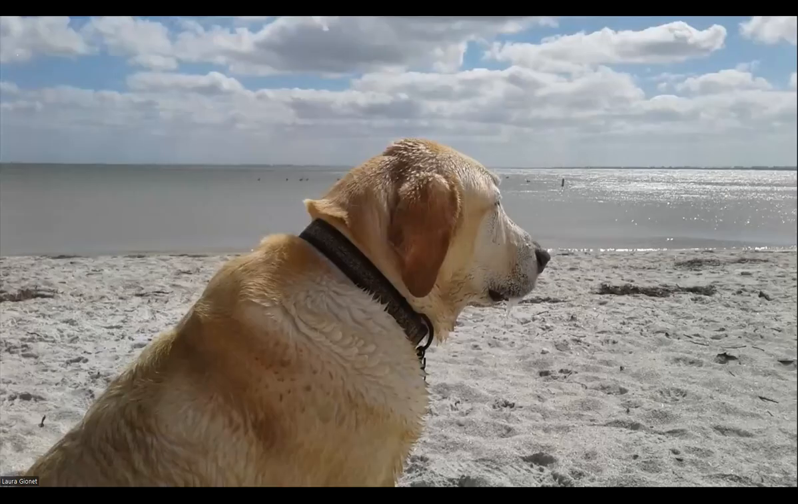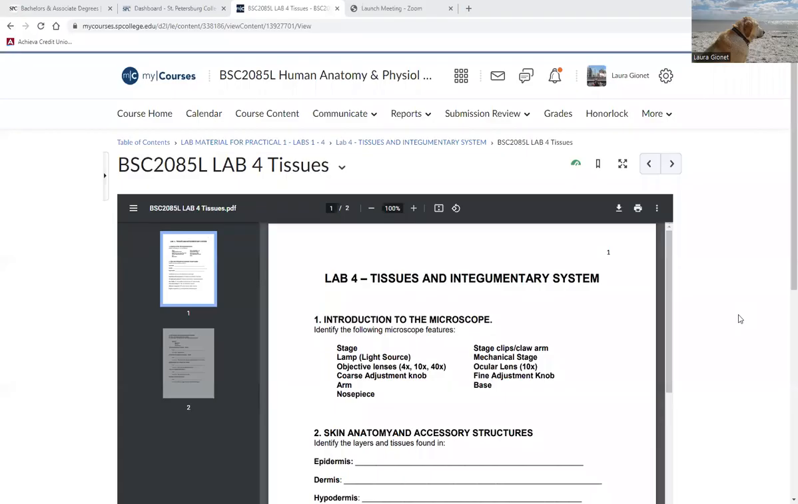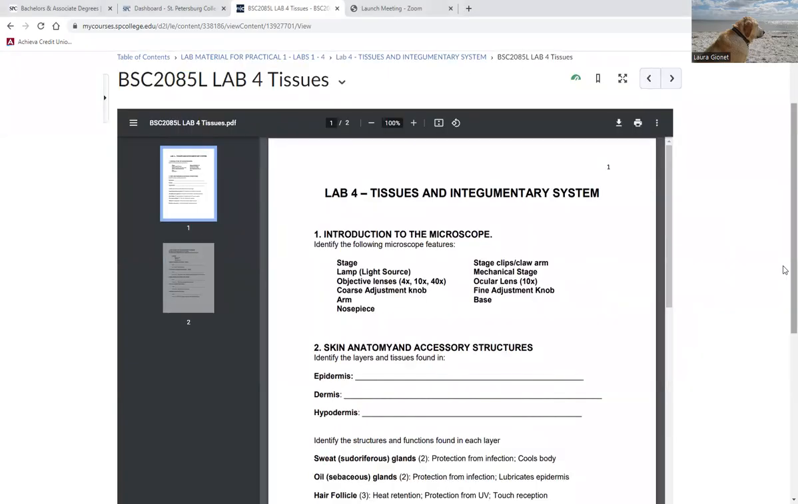Welcome back. We're on lab 4. These are tissues and the integumentary system. This isn't a very long lab, but there are a lot of little parts to it that you kind of have to connect. We're going to look at some slides of different histology of the skin, and then we'll be done. This will be the end of material for exam 1, or practical examination 1.